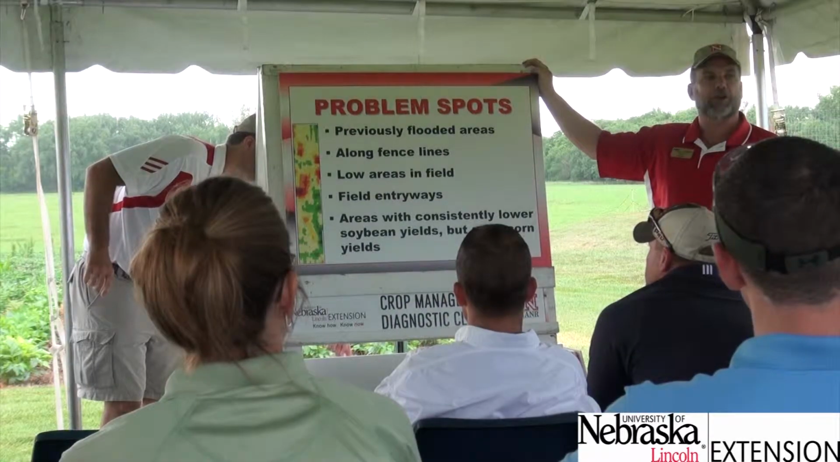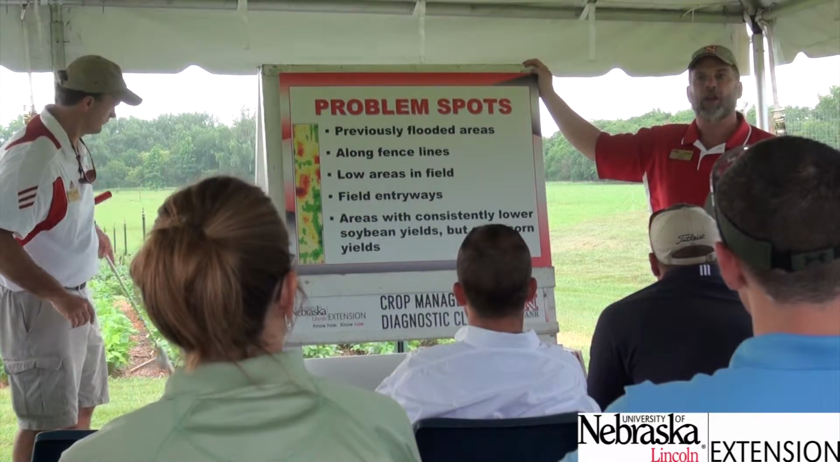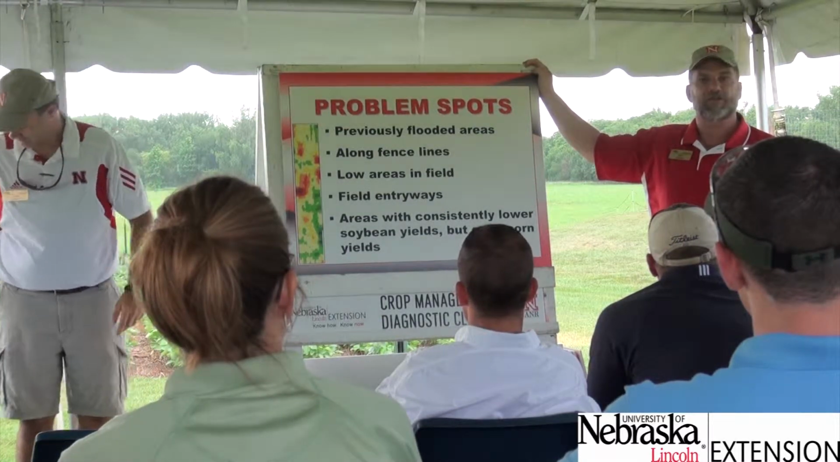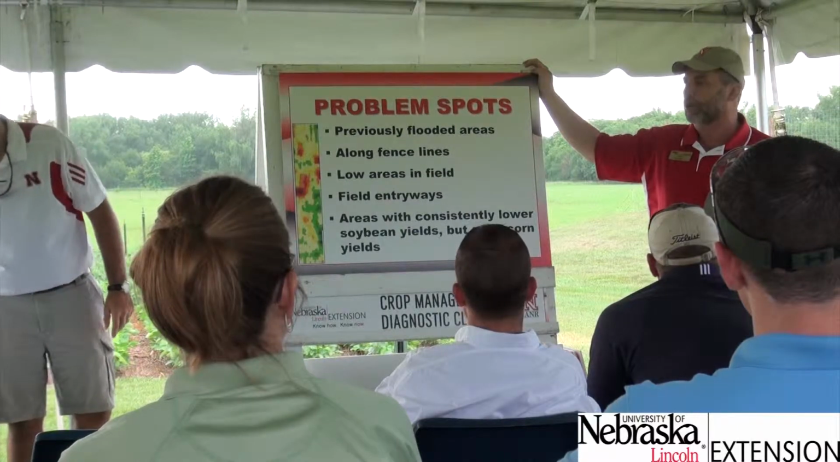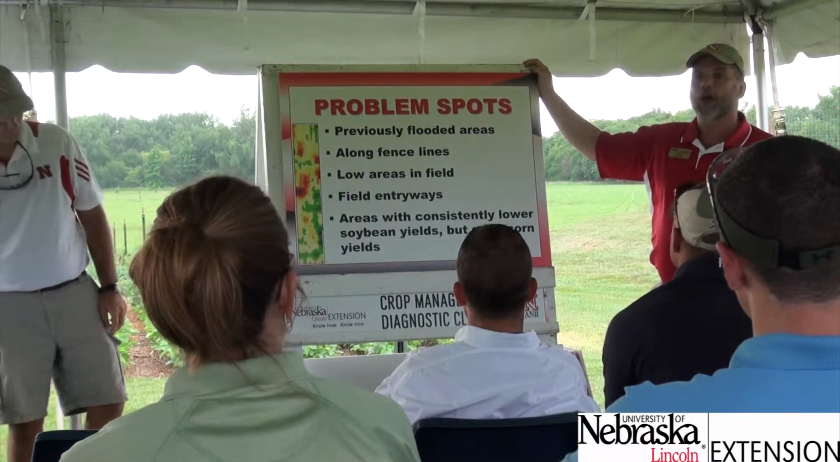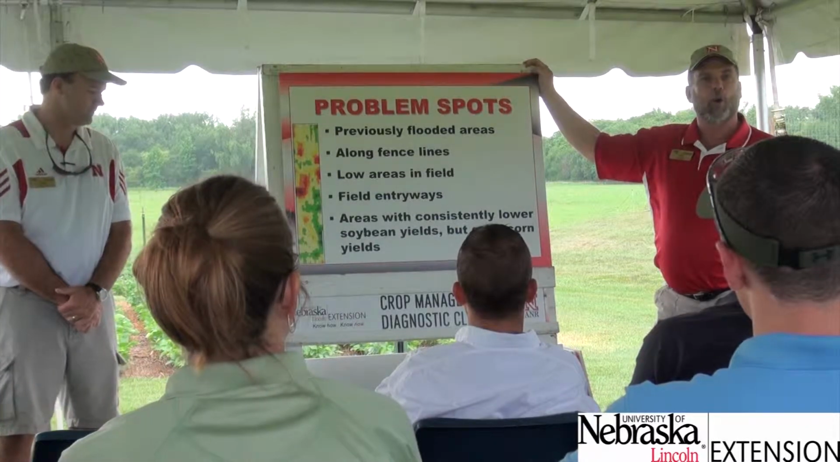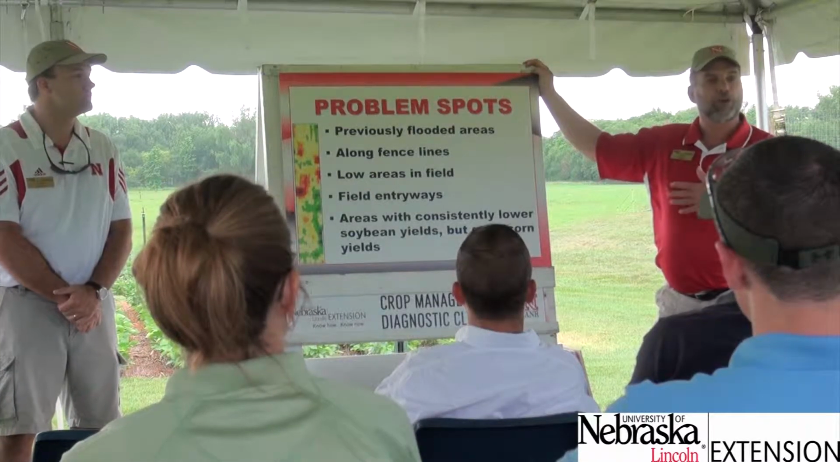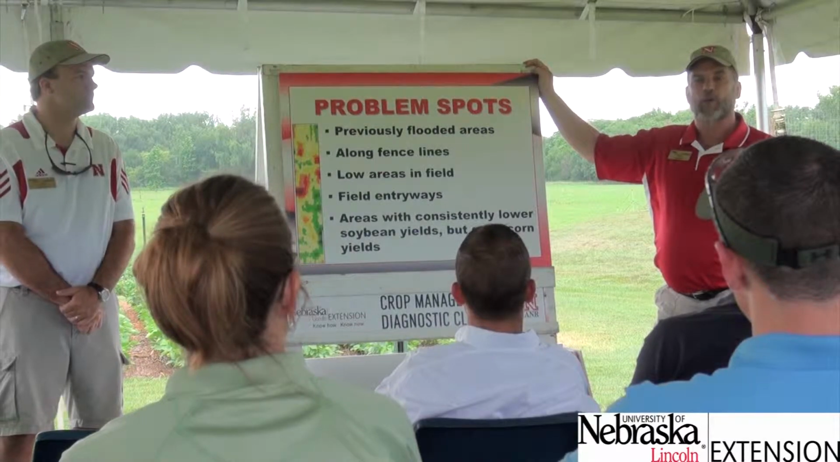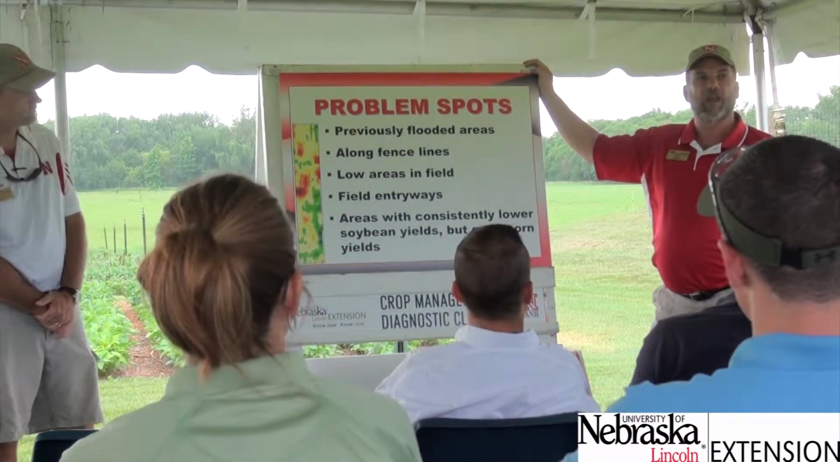Or areas that are just consistently lower yielding that we can't explain because of soil type, compaction, flooding, herbicide damage, something like that. And particularly if the soybean yields are always worse in those areas, but corn yields are uniform, that's a real telltale sign that we may have SCN there.